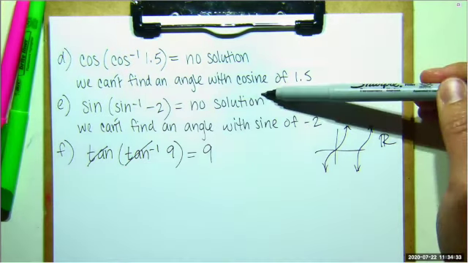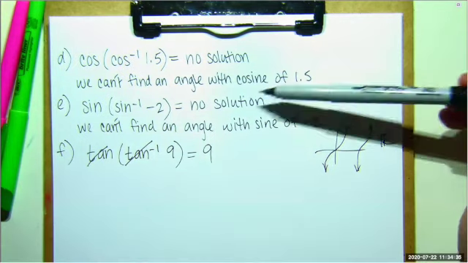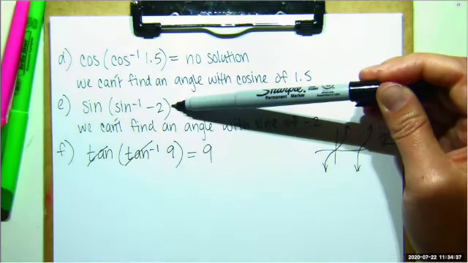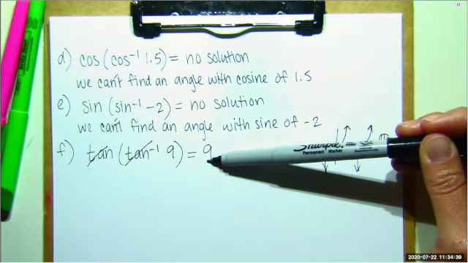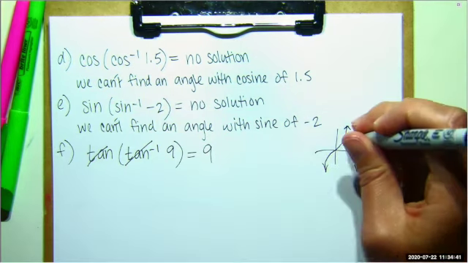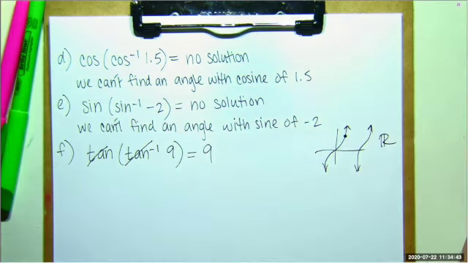Up here we got no solution because we can't find an angle with sine or cosine outside of -1, 1. Here we can find an angle whose tangent is 9, right? It would be something up here. No problem.